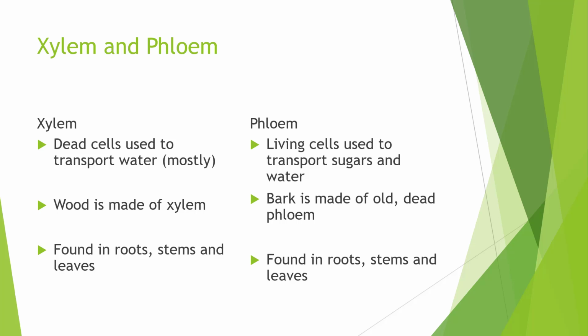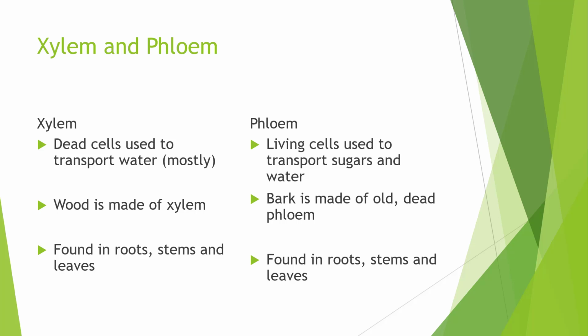Xylem are these cells. They are dead when they are mature. They have no cell membrane. They have no nucleus. When they're mature, they just die and they keep the cell wall. And that's used to transport water and the things dissolved in water. Wood is a good example of xylem cells. So these are going to be your mature dead cells. It's wood. And xylem is found in roots, stems, and leaves.